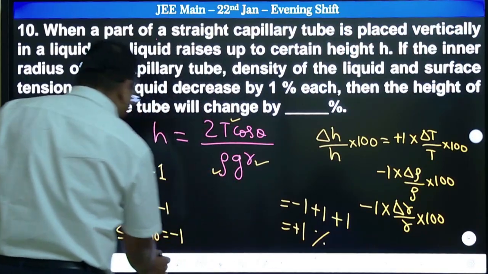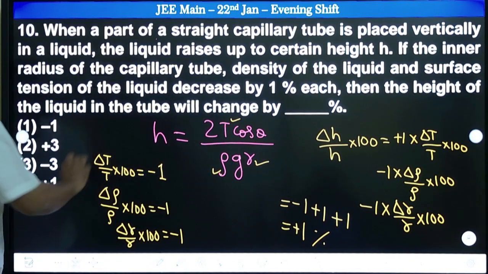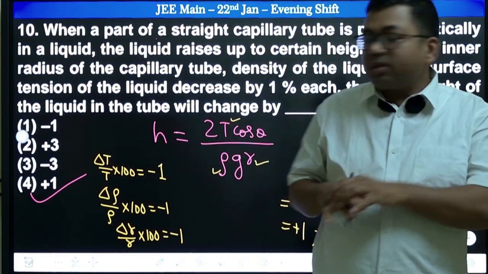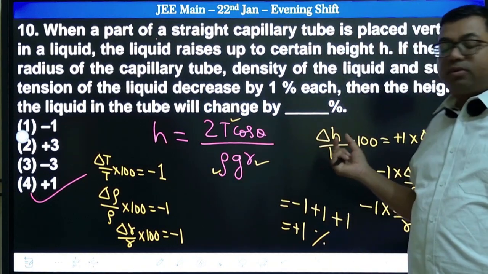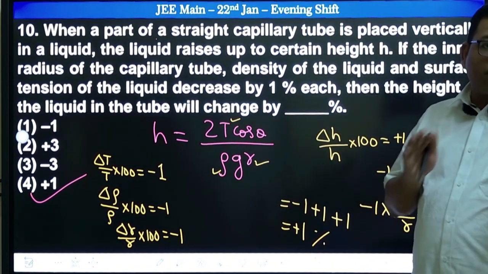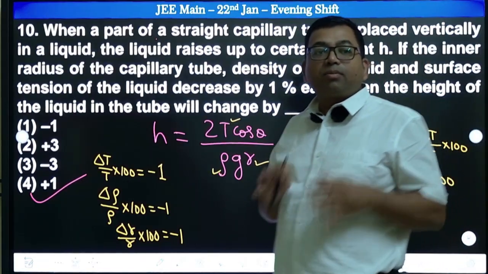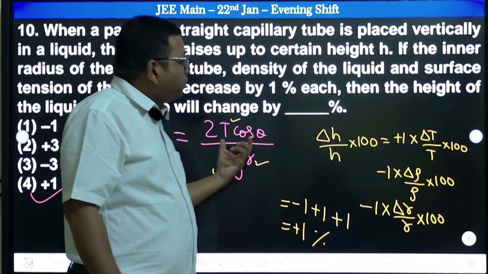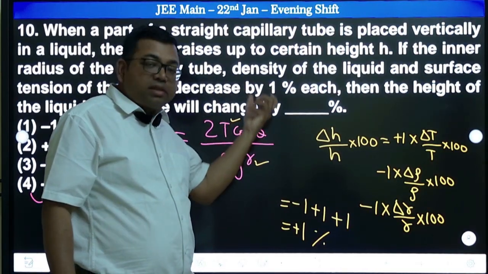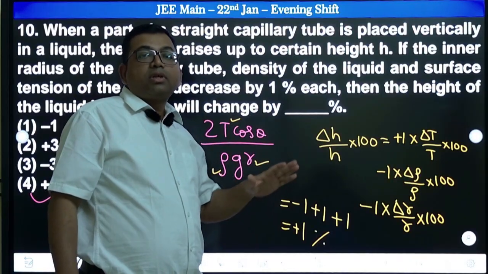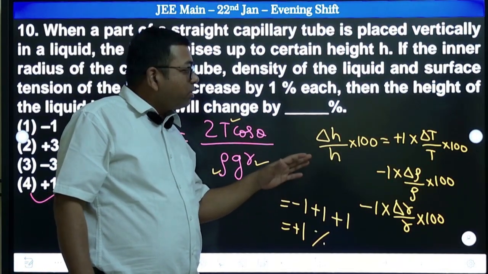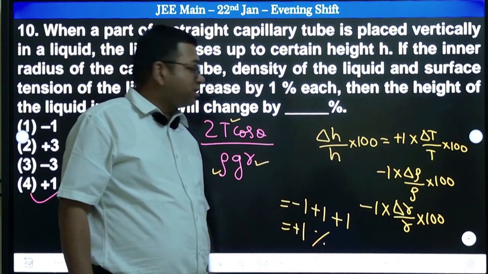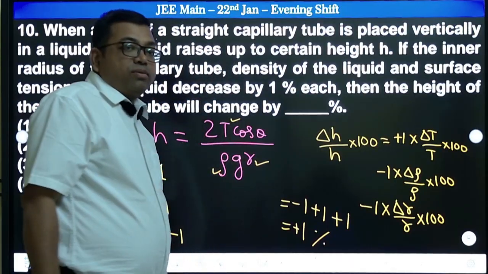Okay, so the correct answer for this will be option 4. But remember, in error analysis generally we do not write the signs of plus minus, we take maximum error, right? But in this question, they have given as decrease, so according to that you need to check this sign, plus or minus. According to increase it is plus, and according to decrease it is minus, right? Fine.